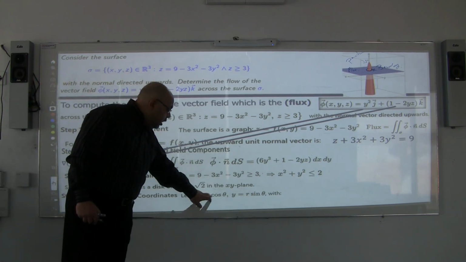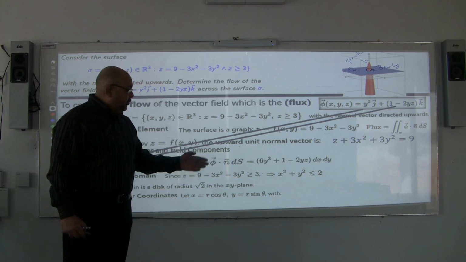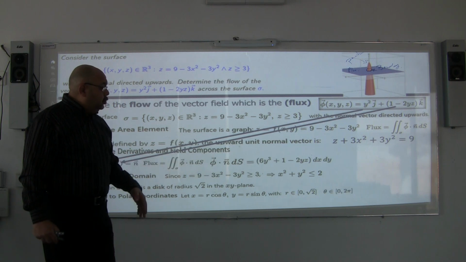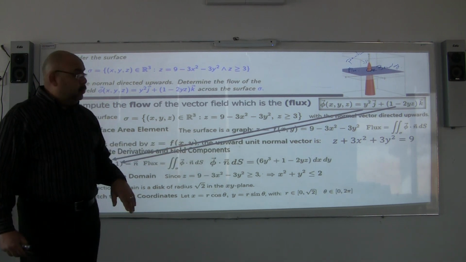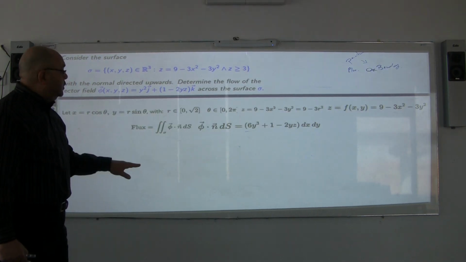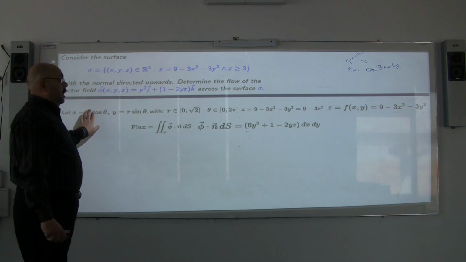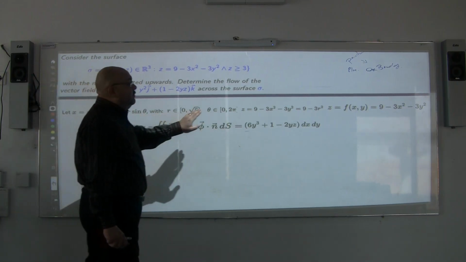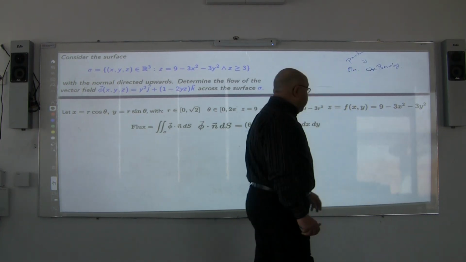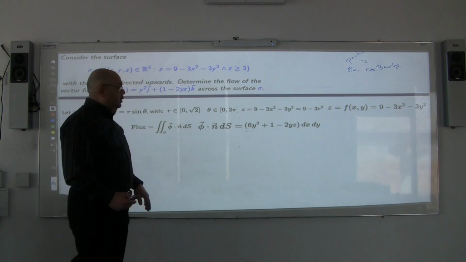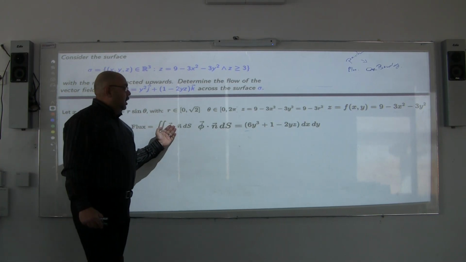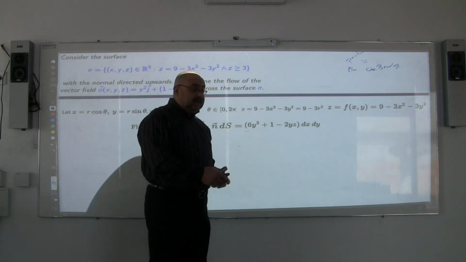So replacing x by r cosine theta and y by r sine theta, and of course dx dy is going to be changed to r dr d theta. r runs from 0 to root 2 and theta from 0 up to 2 pi. So it's really going to be very simple. Here are our polar coordinates. The z function is known now, 9 minus 3r squared after we change. dx dy will be changed by r dr d theta. So that's the flux, that's the surface element we are going to change to dx dy.